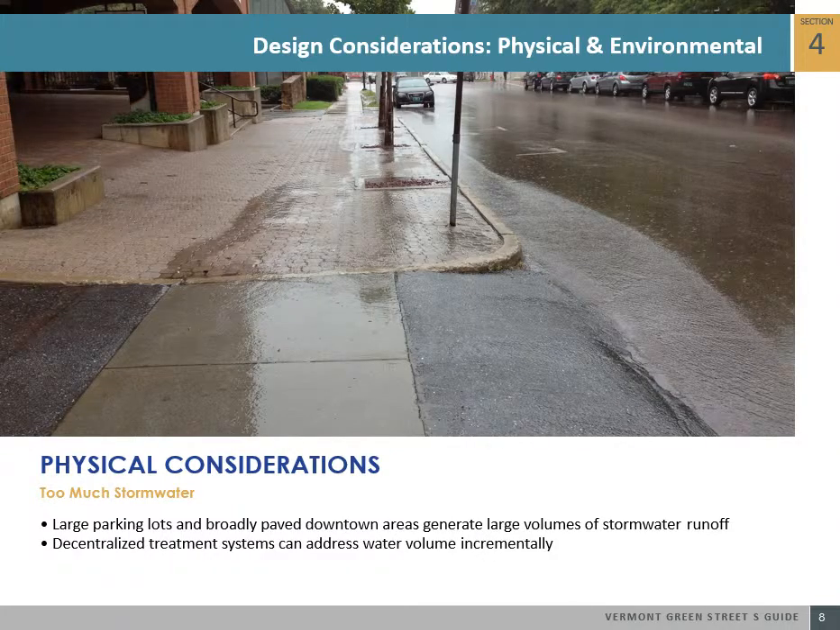Another physical consideration when designing a green street is too much stormwater. Large parking lots and broadly paved downtown areas generate a large volume of stormwater runoff. Using a decentralized treatment approach where multiple small practices installed evenly throughout the landscape manage the water volume incrementally can create a bigger impact combined compared to large individual practices such as detention ponds that are less effective at mimicking natural hydrological conditions and require extensive maintenance time and equipment.